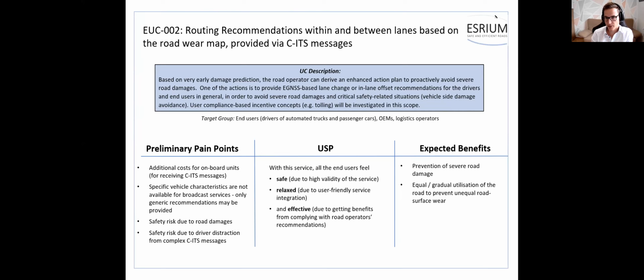And additionally, the routing recommendations must be communicated to the driver in a way that does not distract him or her from driving, kind of to a similar extent as navigation systems. So the security risk associated with receiving and interpreting CRTS messages is therefore an important factor to be considered. The goal of this potential Esrium service is that the driver feels both safe and relaxed, and that the system is effective. This is the only way to achieve sufficient user acceptance for the routing recommendations to prevent severe road damages and to ensure a more even wear of the road.